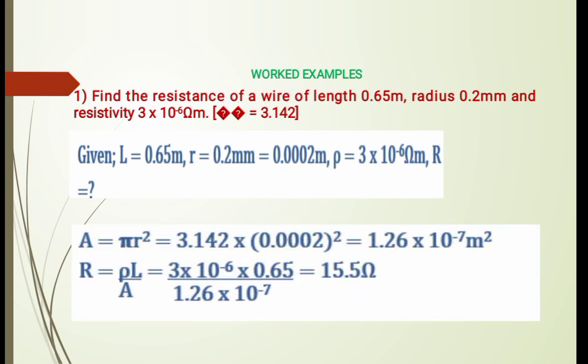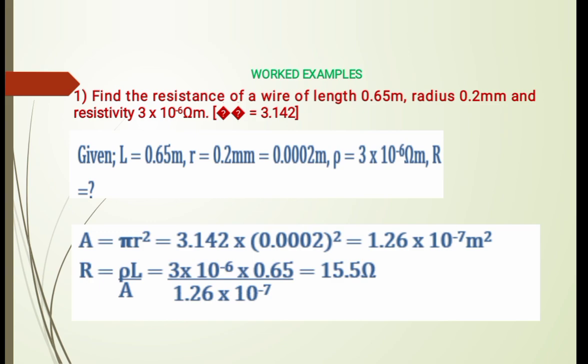Okay, now the first question says we have to find the resistance of a wire of length 0.65 meter, which is having a radius of 0.2 millimeter and resistivity of 3 times 10 to the power minus 6 ohm meter. How do we go about this? And in a bracket, we have the value of pi given as 3.142.